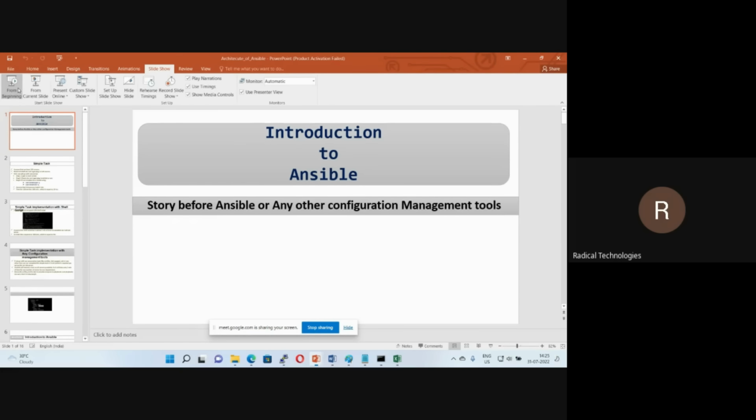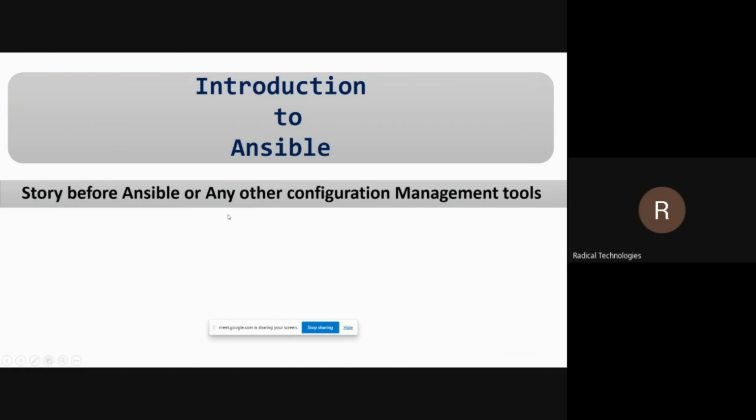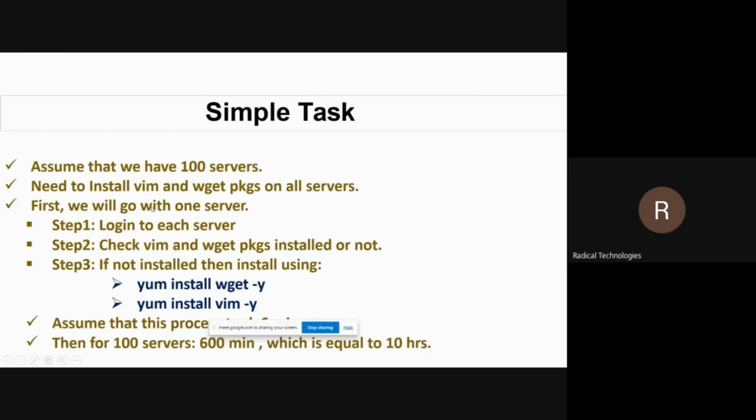So guys, okay, could you please read this? You have a simple task, guys. You have 100 servers, right? You need to install 2 packages, vim and wget, on all servers, right? Response me, please. Yes. So guys, if you want to install these vim and wget packages, what is the first task? To log into the server. Yes. And second task, you need to check if these 2 packages are already installed or not, right, guys?